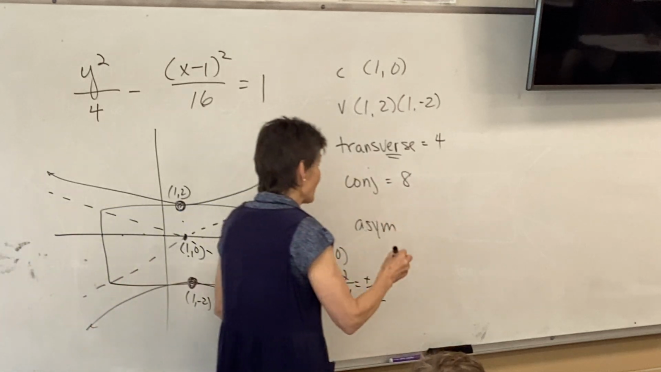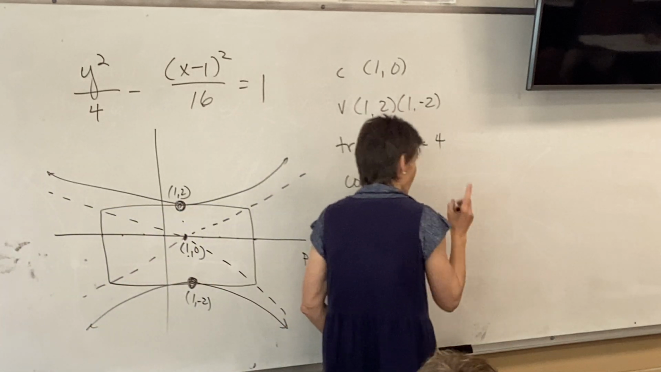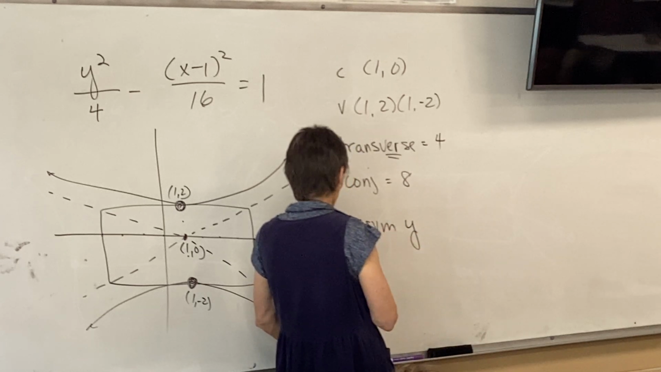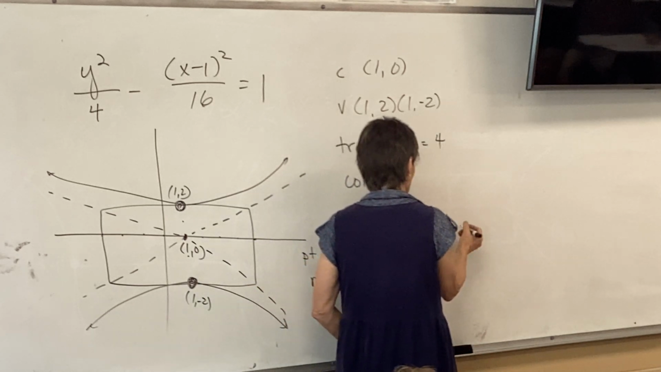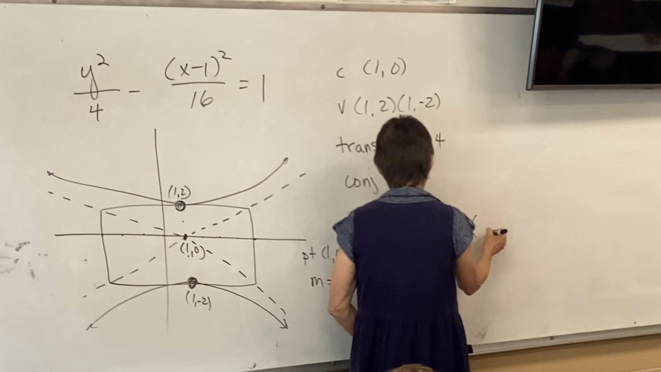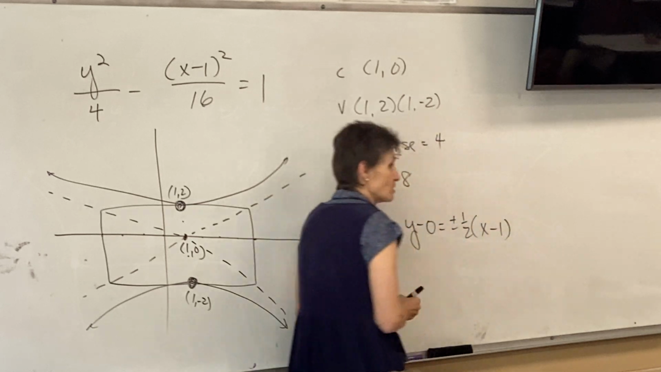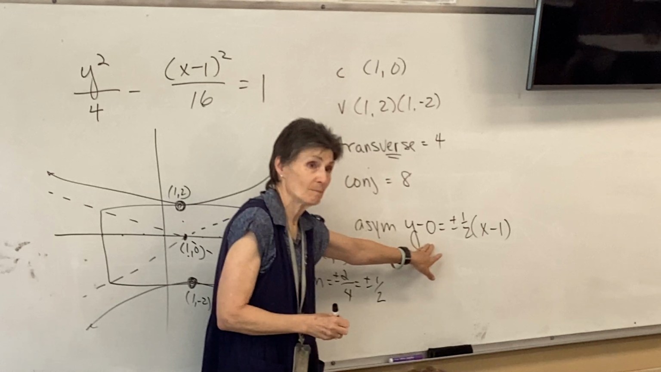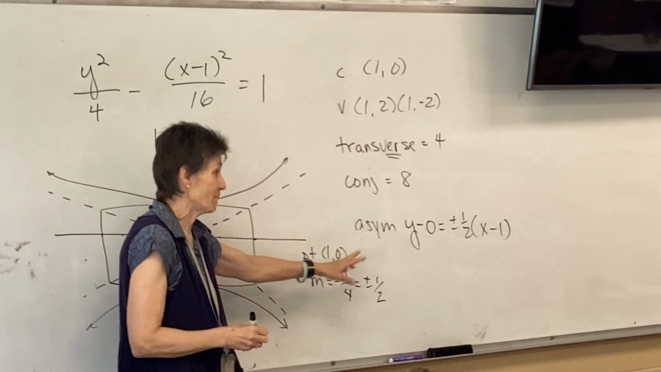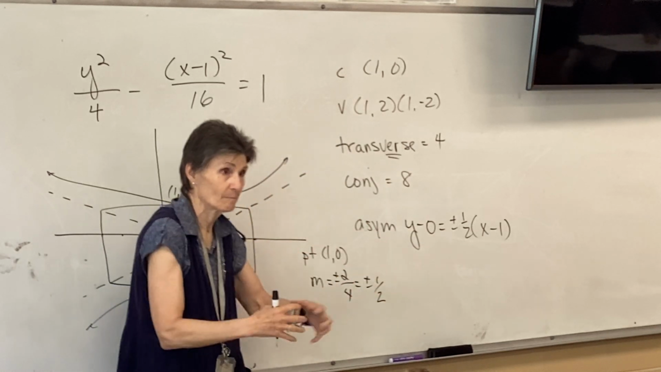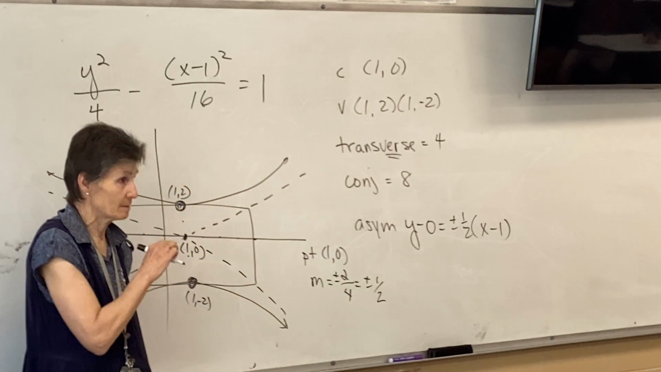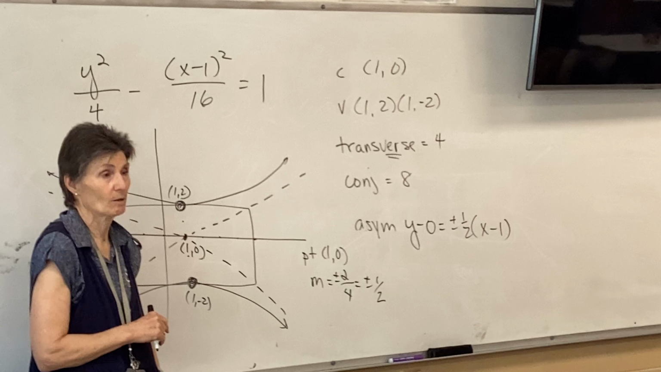So you are allowed to write your equation one time, one equation. y minus 0 is plus or minus a half, x minus 1. You don't technically need the y minus 0, but I put it in to keep it looking like all the rest of them. You don't have to put the 0 in there.